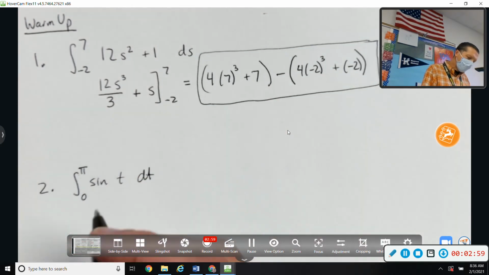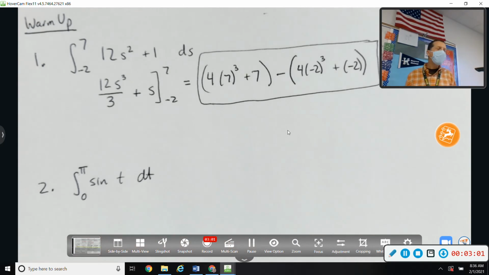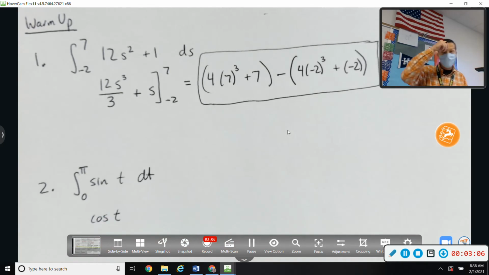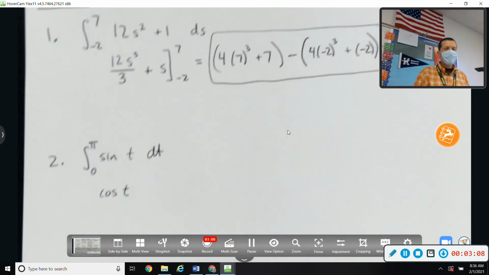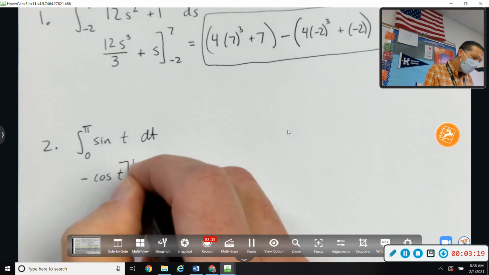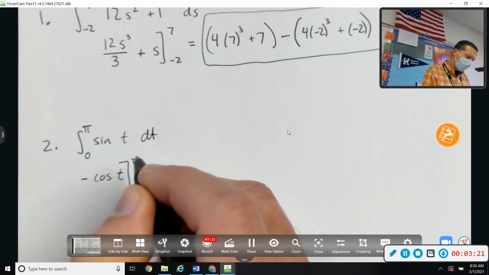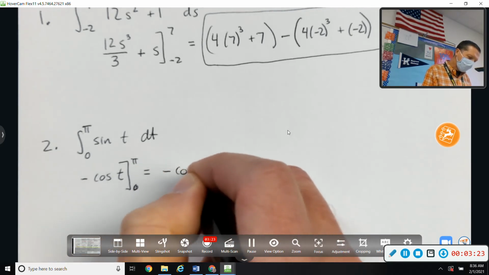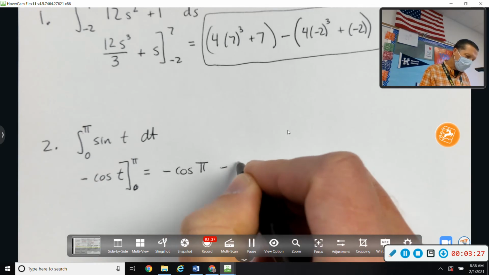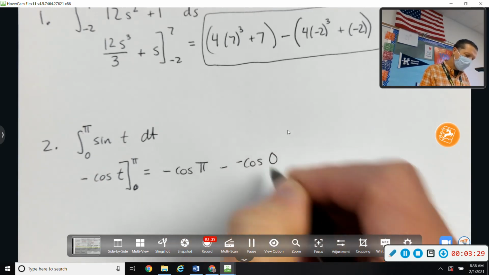Number 2, the antiderivative of sine. Everybody knows it's cosine, but is it positive or negative cosine? Negative. Because the derivative of cosine is negative sine, so we're off by a plus minus there. And again, top limit minus bottom limit. So negative cosine pi minus negative cosine of 0.